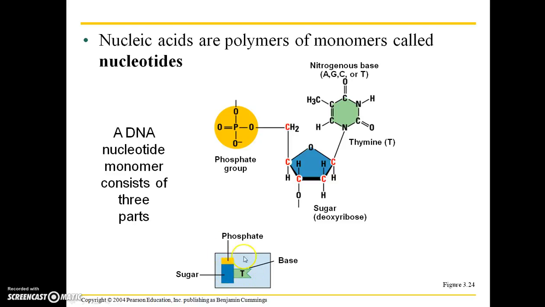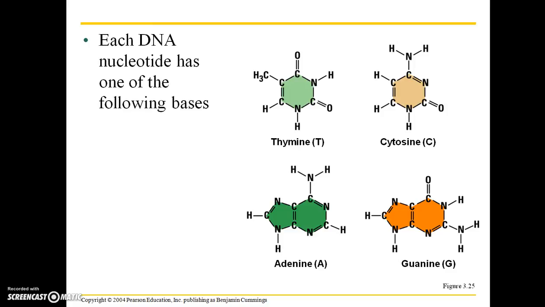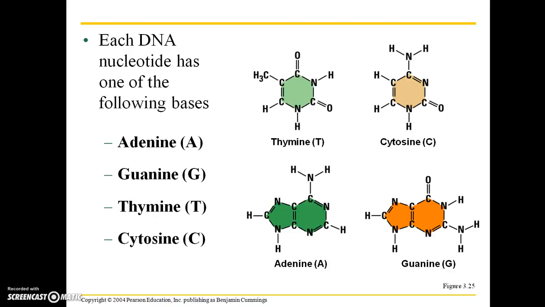So this color coding is handy. Again, in this larger depiction, we have a phosphate group, we have a sugar, in this case it's deoxyribose, and a nitrogenous base, which is going to be adenine, guanine, cytosine, or thymine. In this case, it's thymine. Each DNA nucleotide has one of the following bases. Again, those are adenine, guanine, thymine, and cytosine.